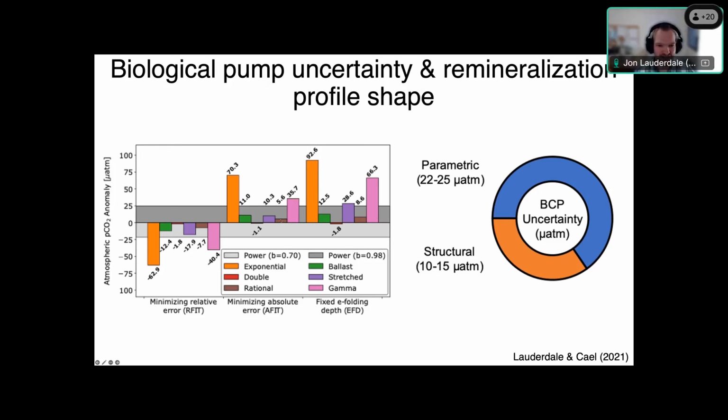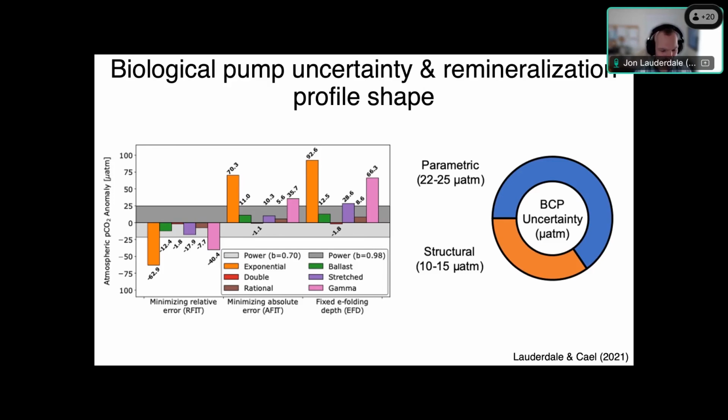If you take an average of those, you get to something like the structural uncertainty associated with what mathematical form you use for the biological pump is about 10 or 15 parts per million. So it's roughly a third of the overall uncertainty of the biological pump. And then what's really important is that you get this depth dependence of attenuation, because if you don't have that, then you generate really large atmospheric CO2 uncertainties well outside the range of the parametric uncertainty of the Martin curve.